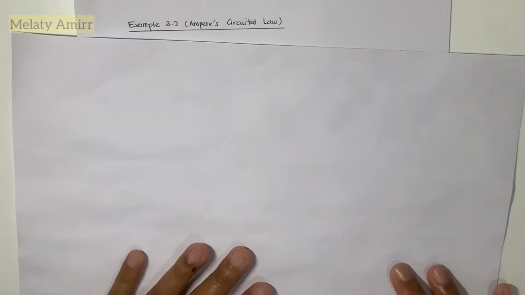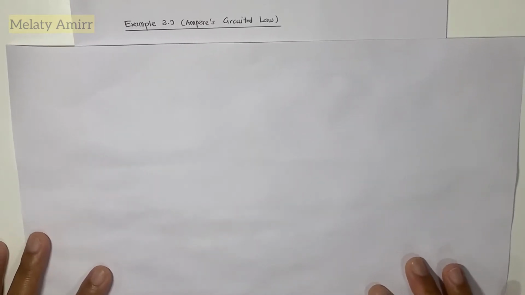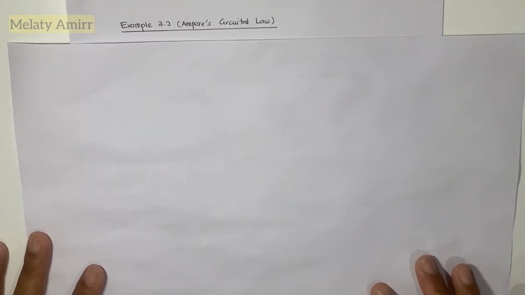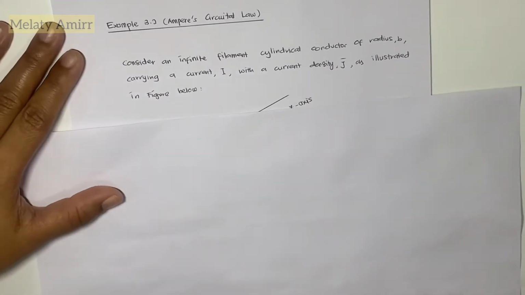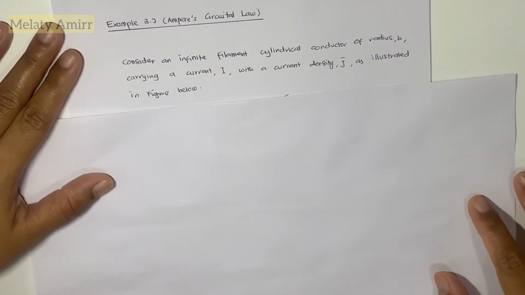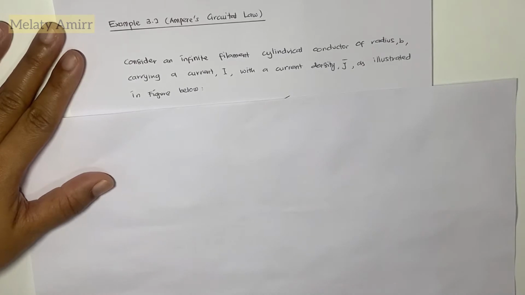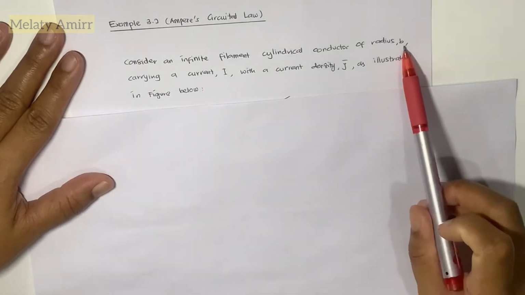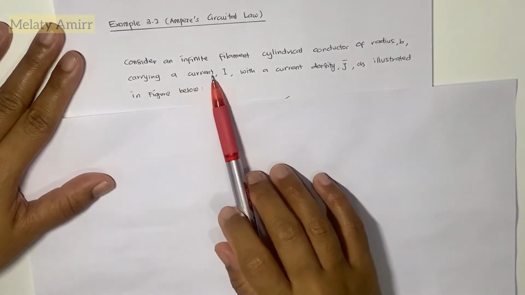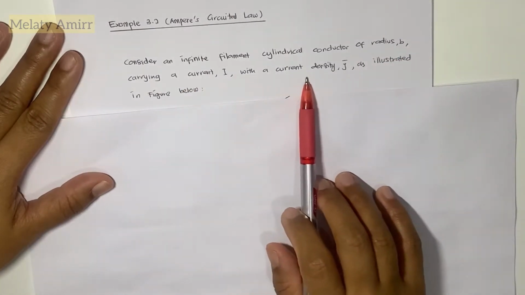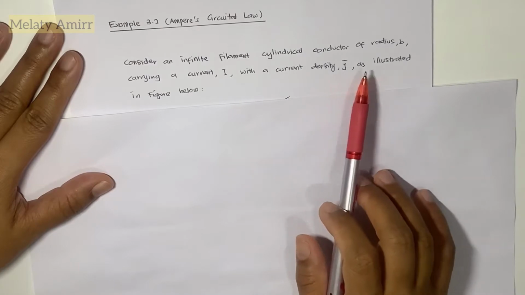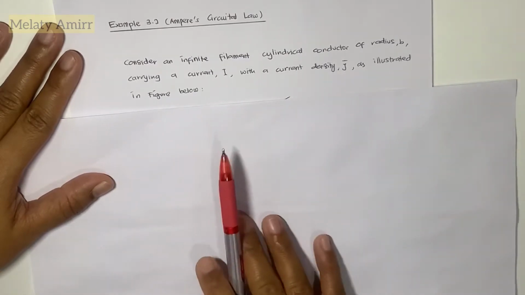Okay, now we proceed to example 2 related to Ampere's circuital law. The question is: consider an infinite filament cylindrical conductor of radius b carrying a current I with a current density J, as illustrated in the figure below.